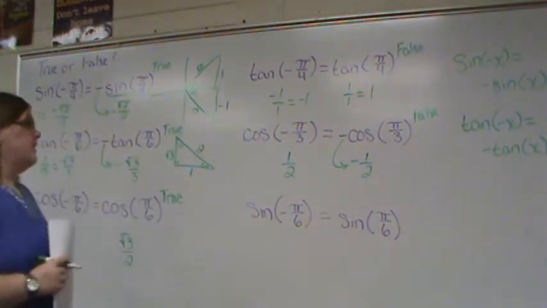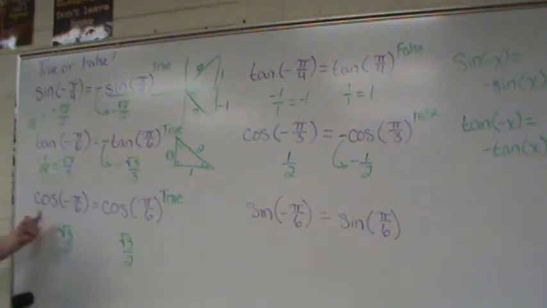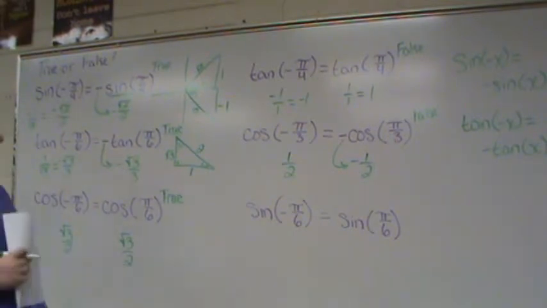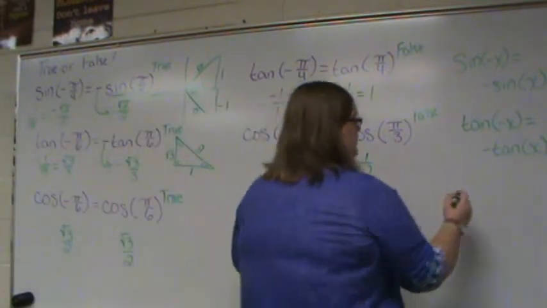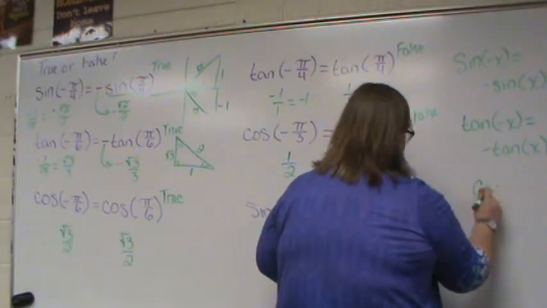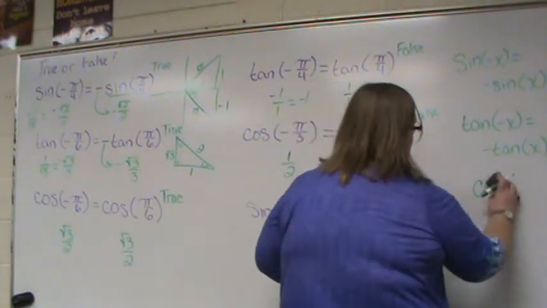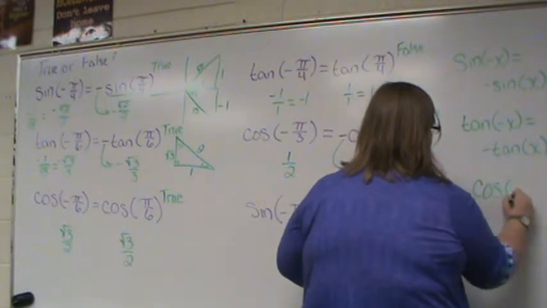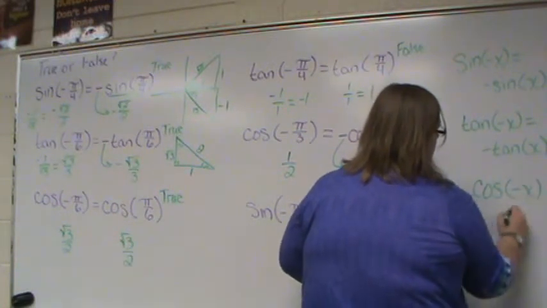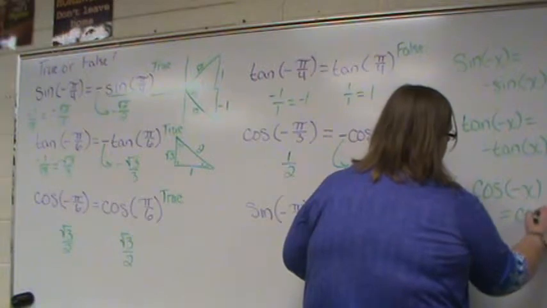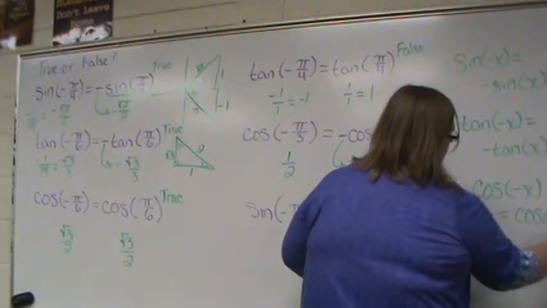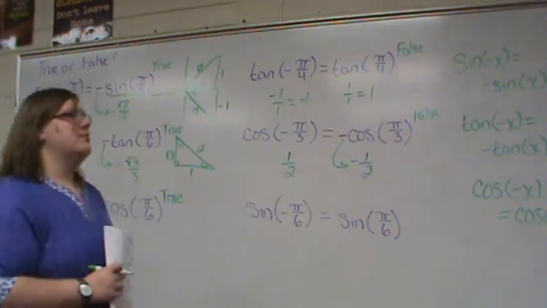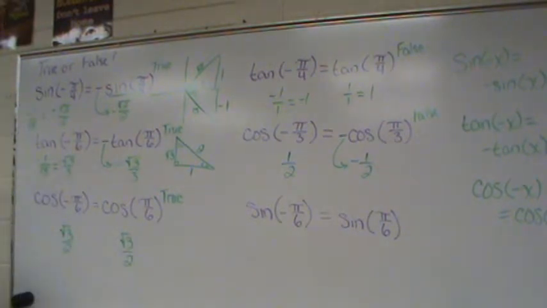So this shows us that our rule for cosine is going to be a little bit different. Here we have cosine of a negative angle is equal to cosine of the angle positive. So to answer your question, Nick, cosine is the exception, it's different.